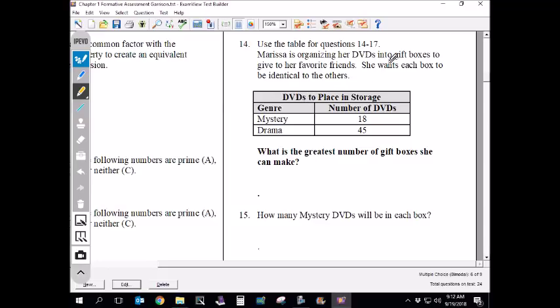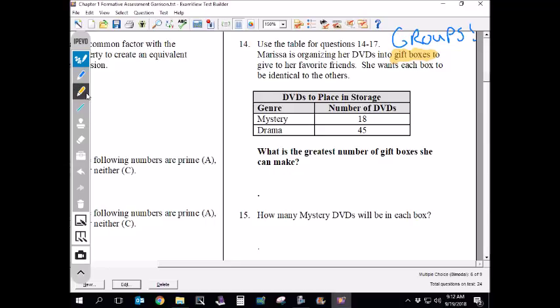Cecilia. Yep. Everybody write that. I want everybody to, if you didn't underline gift boxes, do it now. And I'd like you to just write groups above it, please. Because anytime we're taking objects and putting them into groups, we are talking about GCF.